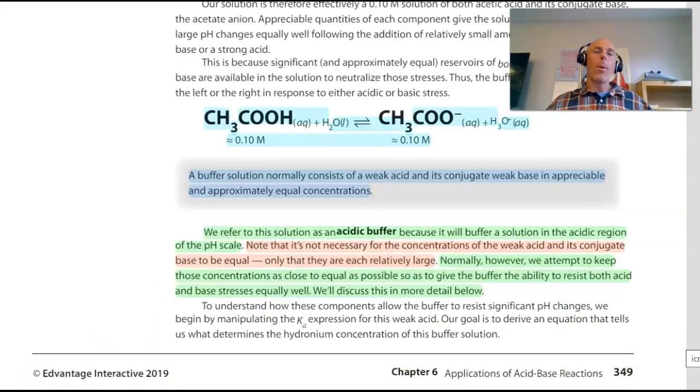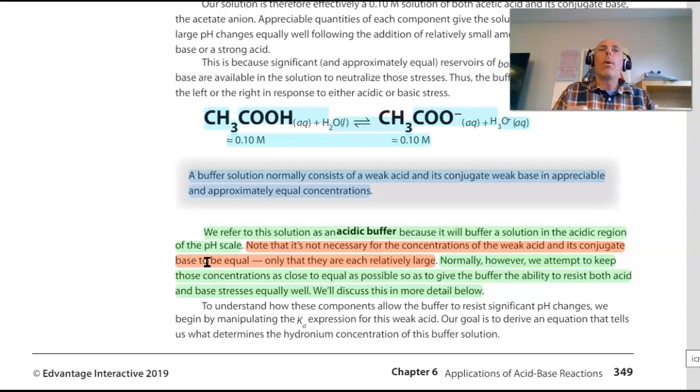The reason why we want the concentration, and we're looking at this section down here in green slash orange, of the acid and base to be fairly high is that it will resist pH changes better. The higher the concentration of the weak acid and the weak base, the more strong acid or base can be added before the pH changes a lot. You'll see why mathematically in a bit.